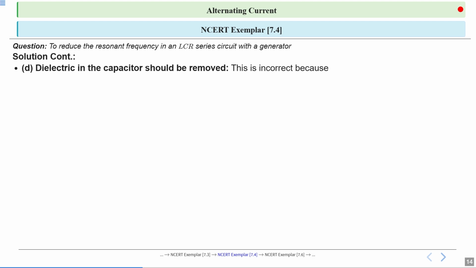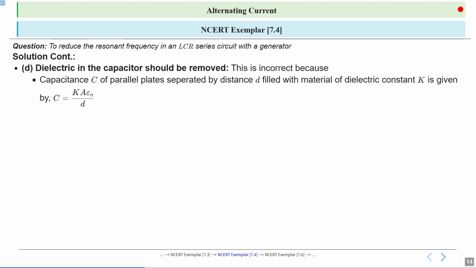Similarly, in D option, the dielectric in the capacitor should be removed. This is incorrect. Why? Because capacitance with dielectric is given by K A epsilon naught by d. If we are removing the dielectric, this K will become 1. For any other dielectric material, this K is greater than 1. So if we are removing the dielectric, K becomes equal to 1, which is for air. So capacitance is decreasing when we remove the dielectric, due to which resonant frequency will increase. So this is also an incorrect option.